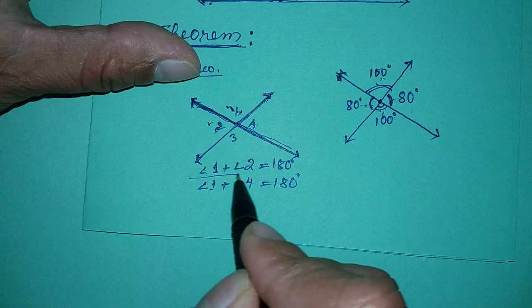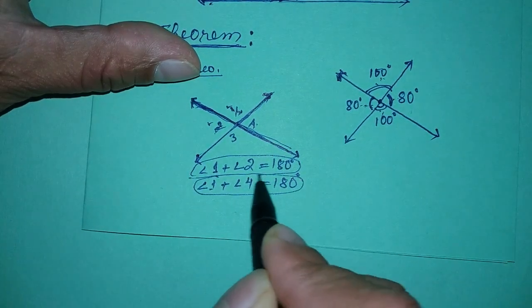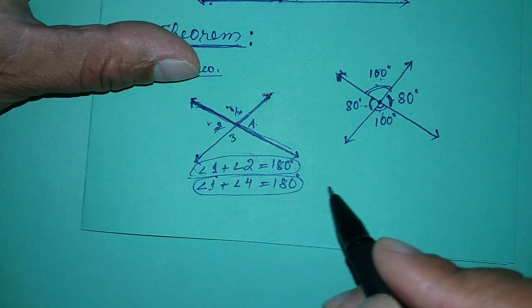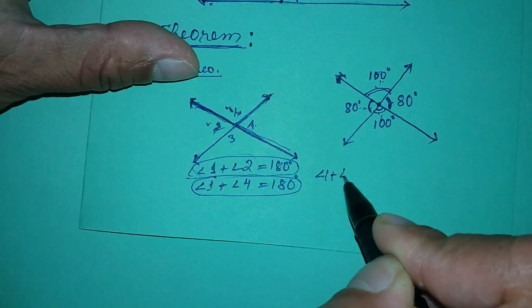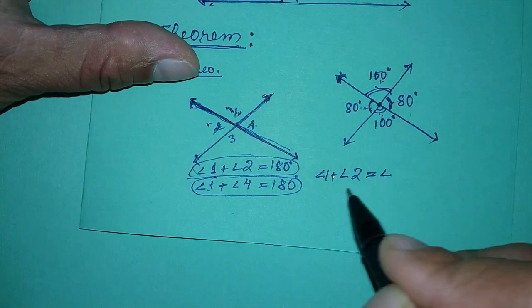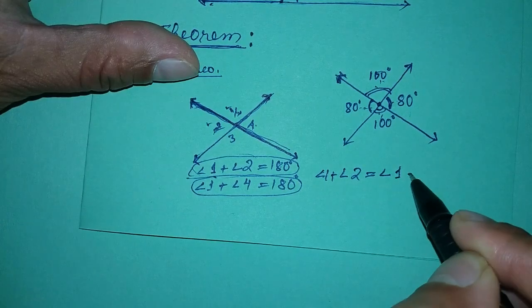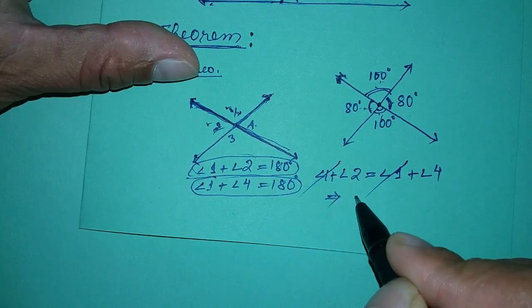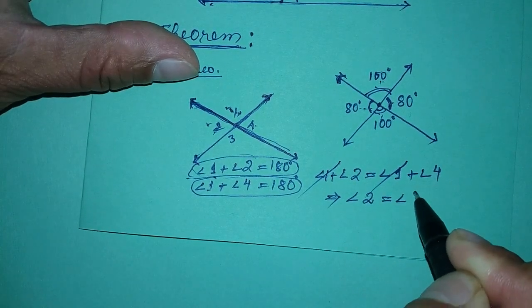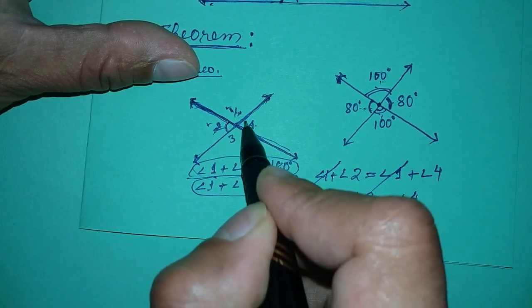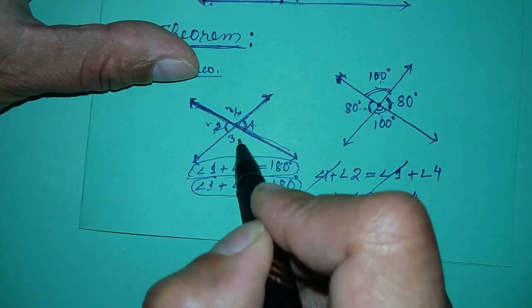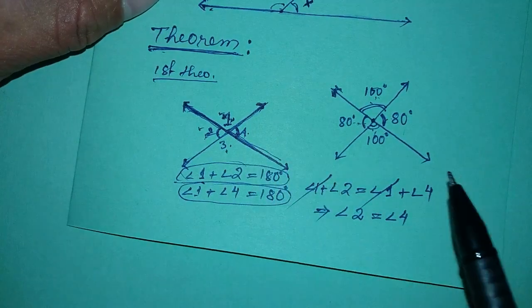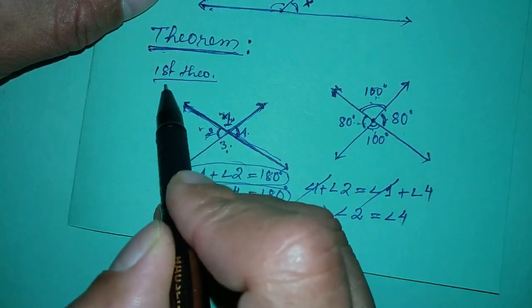Now from these two equations, right side and right side are equal, that is 180 and 180, so left side and left side must also be equal. Angle 1 plus angle 2 is equal to angle 1 plus angle 4. Now we cut angle 1, and we have angle 2 is equal to angle 4, which is this angle and this angle. In the same way we can prove angle 3 and angle 1 are equal. That is the first theorem given before exercise 6.1.